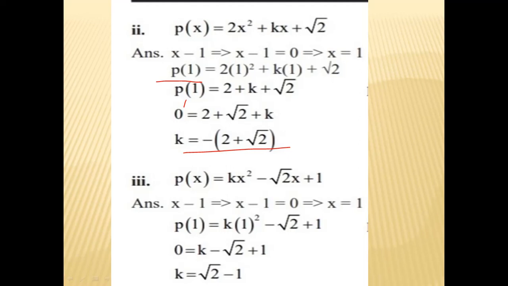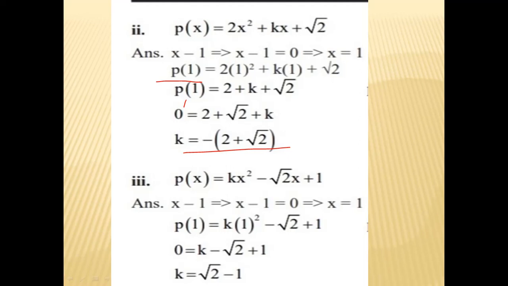P of x is equal to kx square minus root 2x plus 1. In this case also, x minus 1 is equal to 0, x is equal to 1. Therefore, p of 1 is equal to 0. x minus 1 is a factor of p of x. Therefore, the remainder p of 1 is 0.